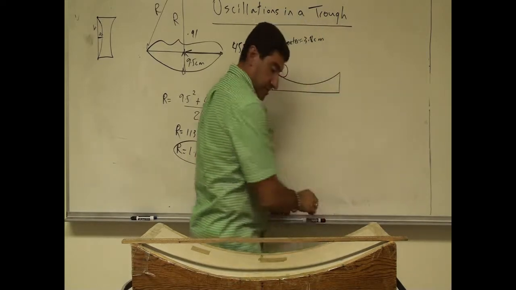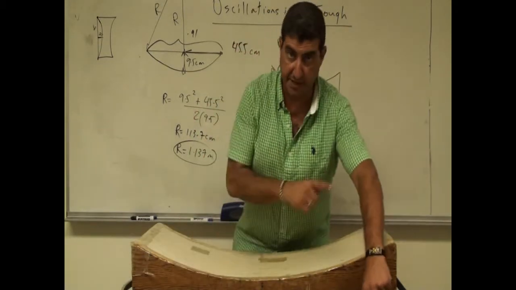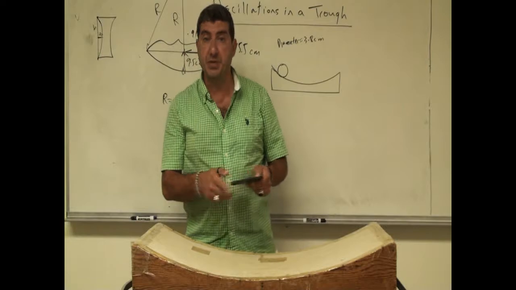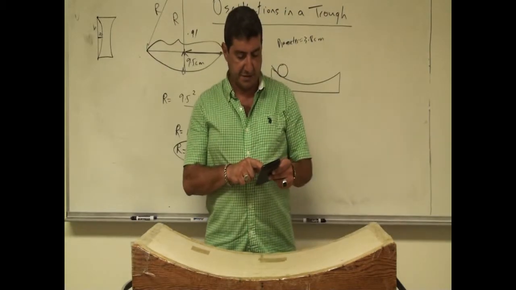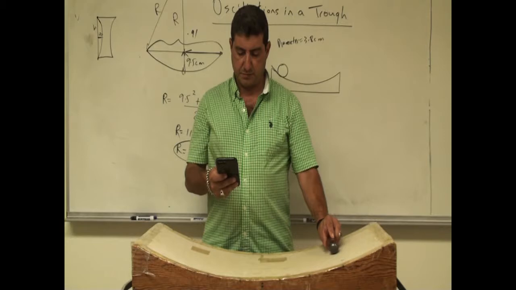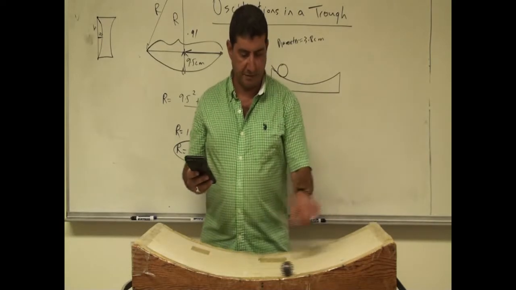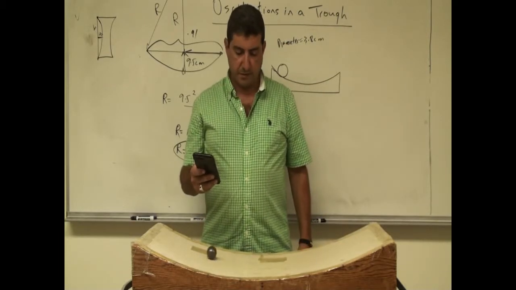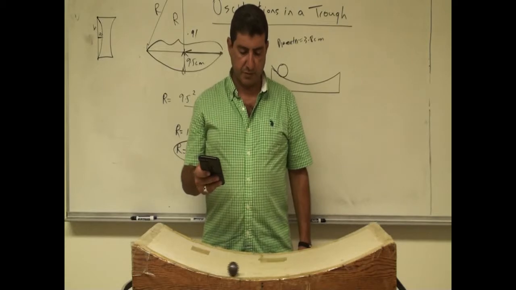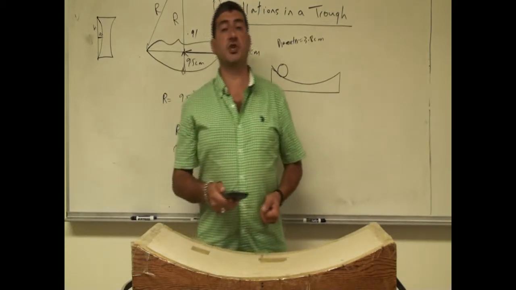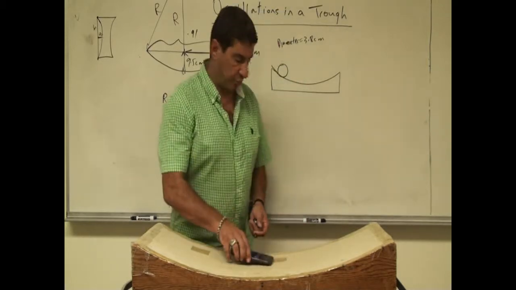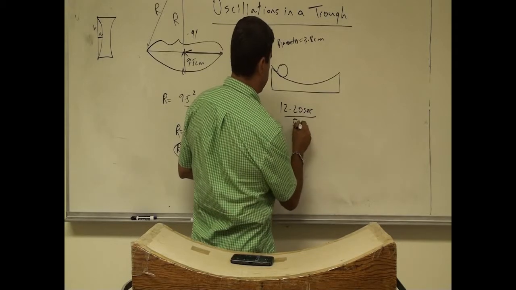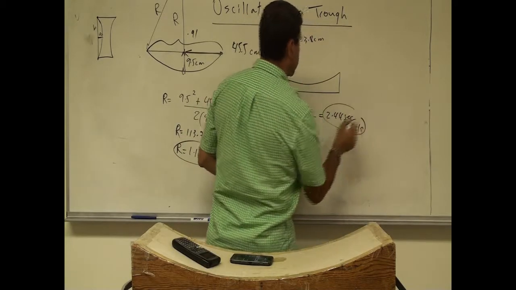Okay, let's have it go back and forth, oscillate, and then count 5 oscillations, and then we can divide the result by 5 to get the period of one oscillation. Okay? That's 1, 2, 3, 4, 5. 5 oscillations took 12.2 seconds. So 12.20 seconds per 5 oscillations. So that's the experimental period.